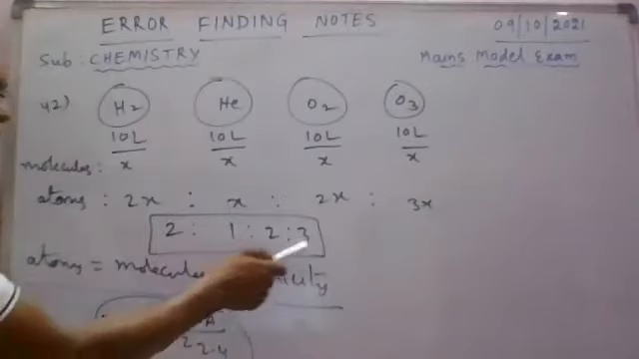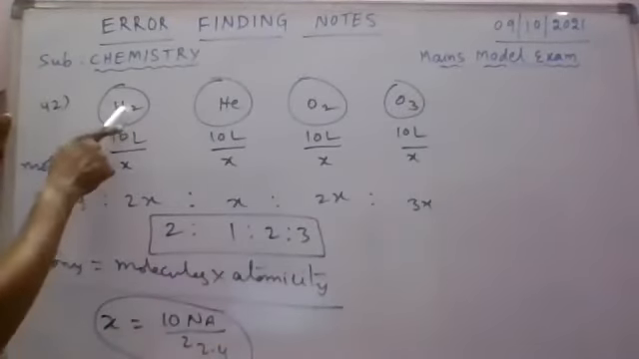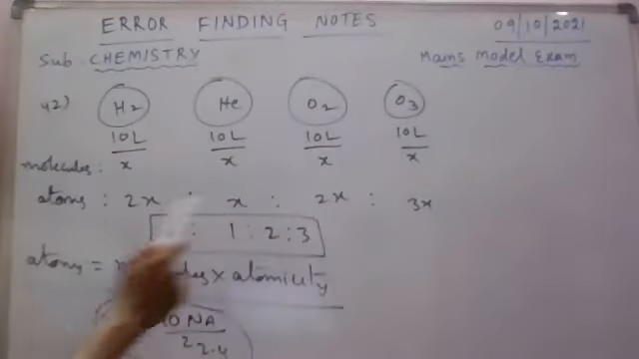Why are the atoms different? Because atomicity is different. Atomicity 2, atomicity 1, atomicity 2, atomicity 3.